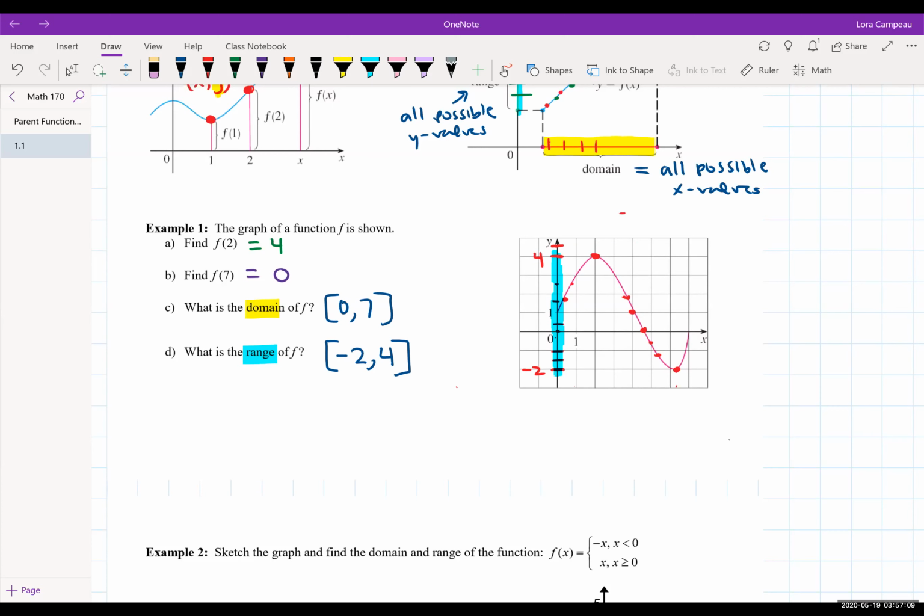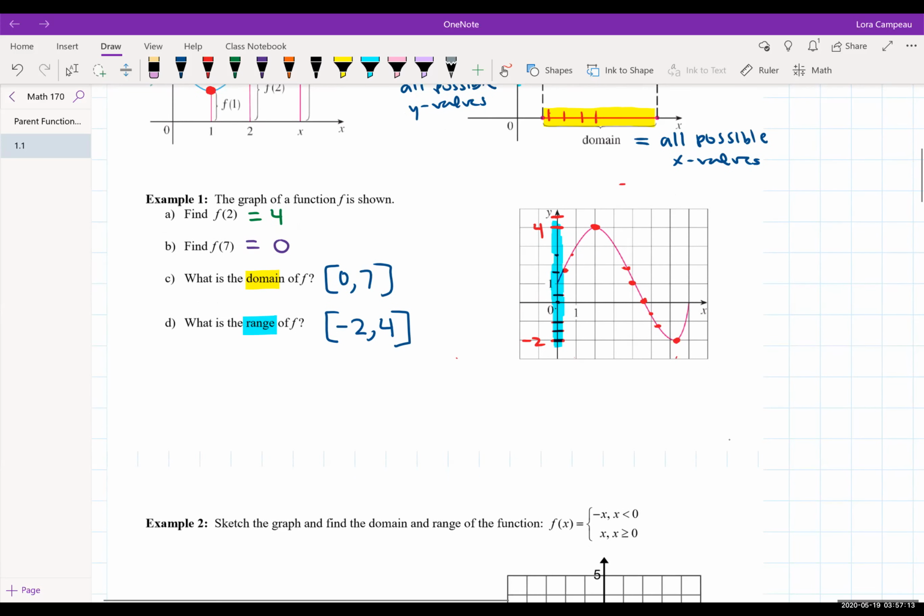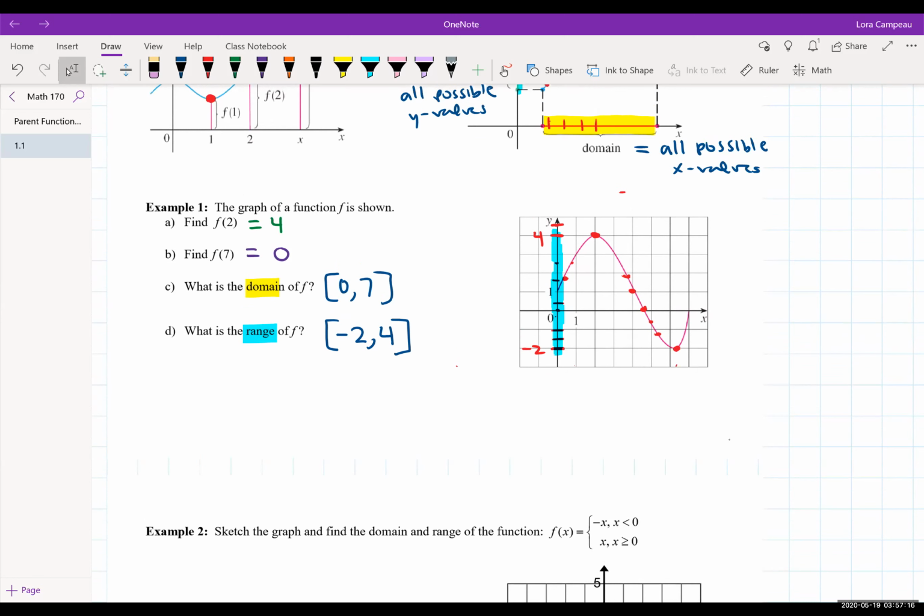So hopefully that helps out with some of the WebAssign homework in this section, helping you with identifying and making the connection between the function values, range, and domain.